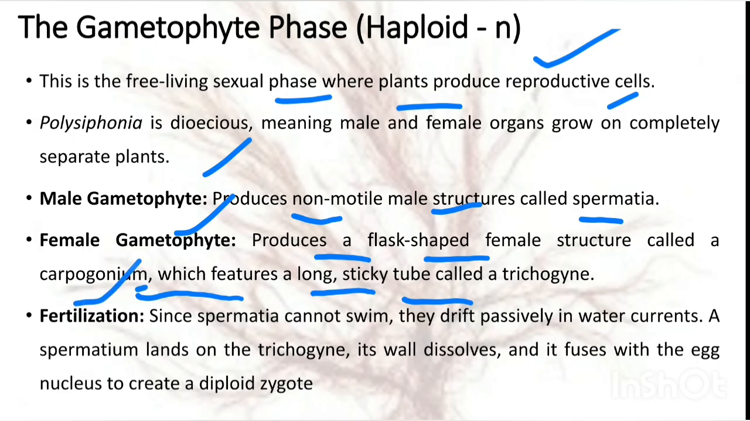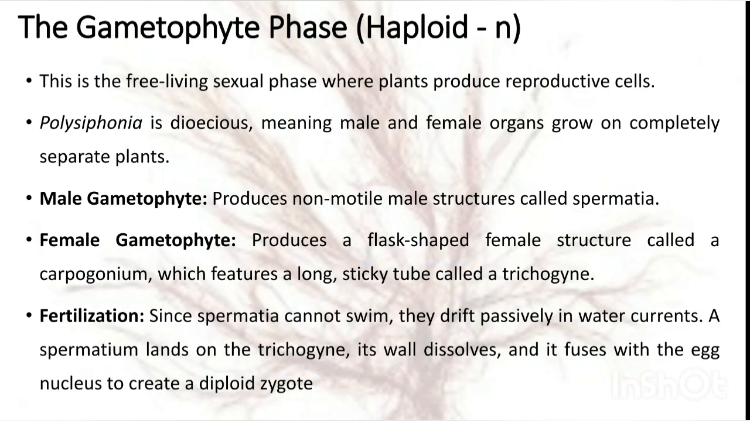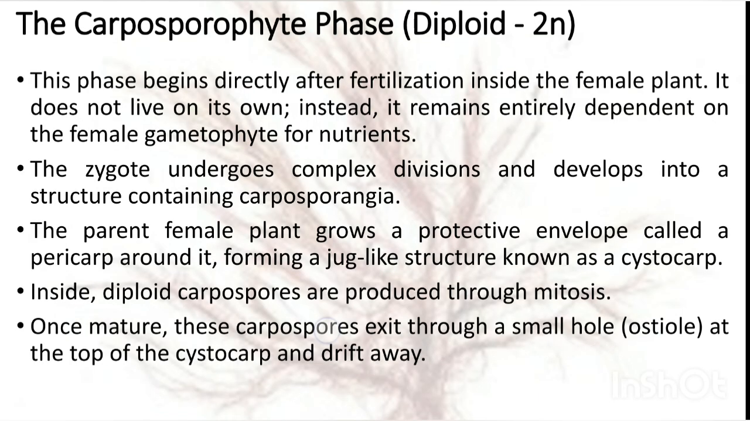Then fertilization. Since spermatia cannot swim, they drift passively in water current. So here in this case, male gametes are non-motile in nature. So they drift by water current. A spermatium lands on trichogyne, its wall dissolves and it fuses with egg nucleus to create diploid zygote. Okay, so with this haploid phase ends.